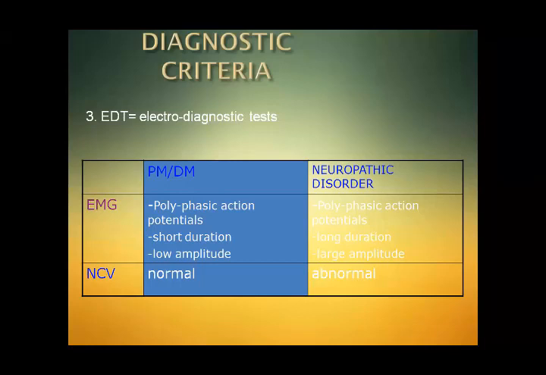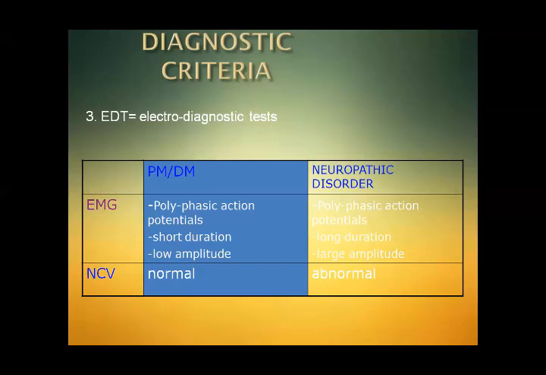So another diagnostic criterion is electrodiagnostic, that is if you go for electromyography and nerve conduction study. With electromyography, patients with polymyositis and dermatomyositis will have polyphasic action potentials, short duration and low amplitude, while their nerve conduction studies would be normal. In neuropathic disorders, these patients have polyphasic action potentials of long duration and large amplitude, and nerve conduction velocity is abnormal. For polymyositis and dermatomyositis, if you do a muscle biopsy, they will have histological evidence of inflammation.